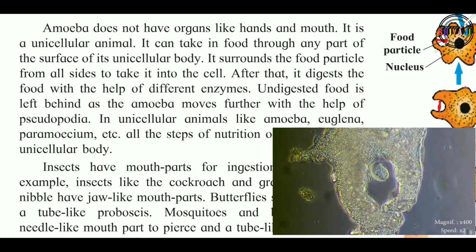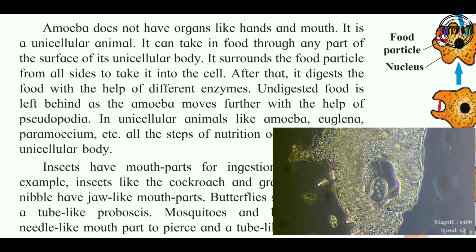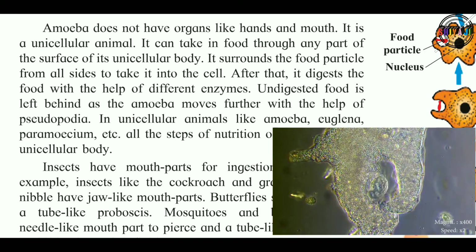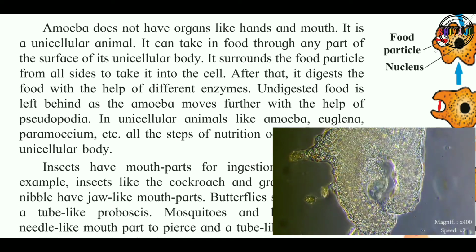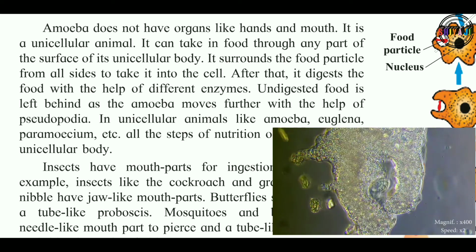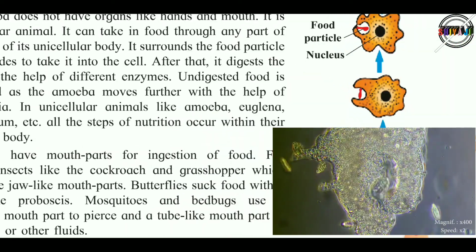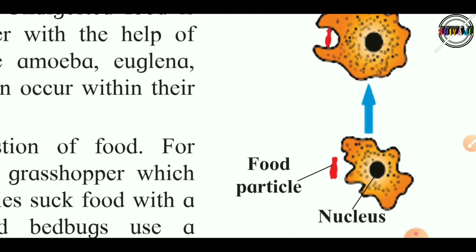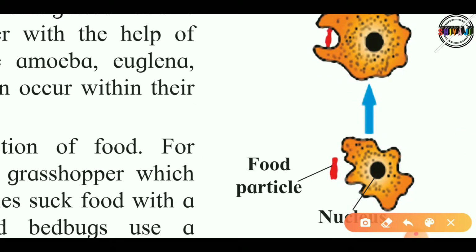In unicellular animals like amoeba, Euglena, Paramecium, etc., all the steps of nutrition occur within their unicellular body. This is the amoeba. You can see here a red colored food particle. This is the food particle and this is the nucleus of the amoeba.